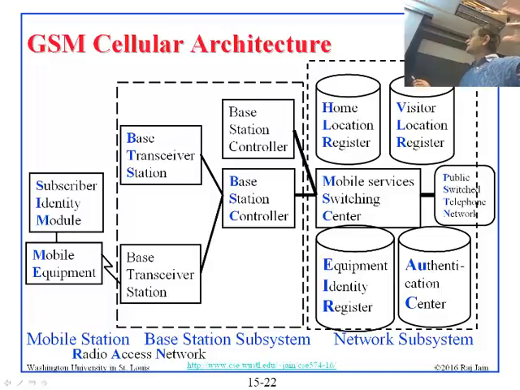In the MSC, they have several other things, including home location register HLR, visitor location register VLR, equipment identity register EIR, and authentication center AUC. And then that is connected with a very high speed line to the public switched telephone network, to the wired network.